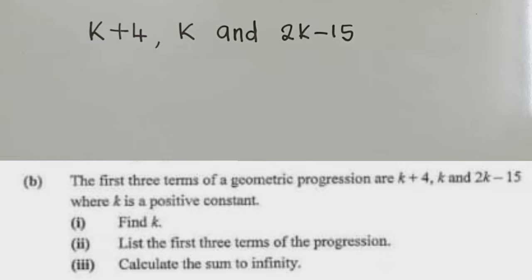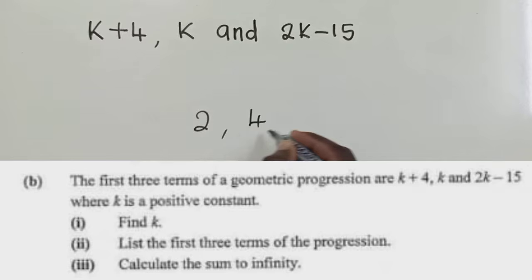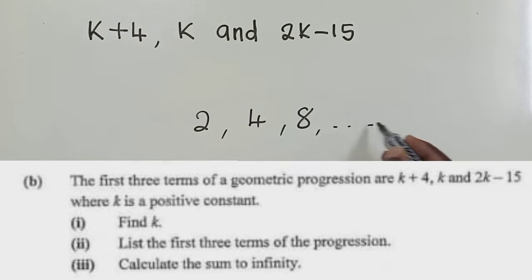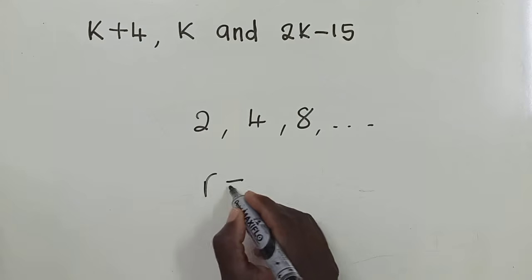Hi. So, to answer this exam question, we need to understand a few things about GP. Let's say you've got 2, 4, and 8. We know that this is a geometric progression, okay? It's GP. So, now, if you want to find the common ratio, R, okay?